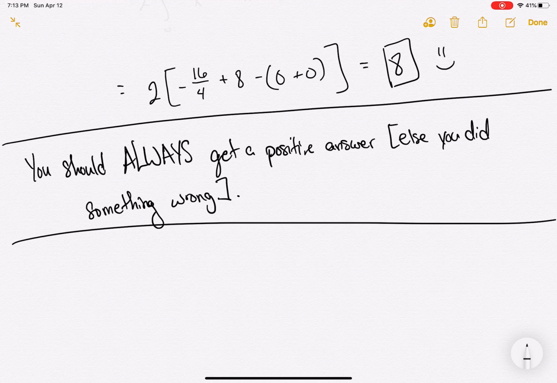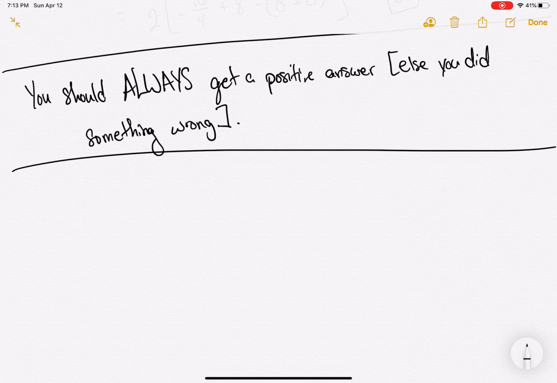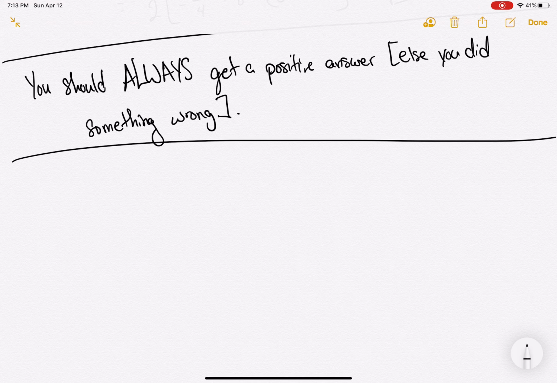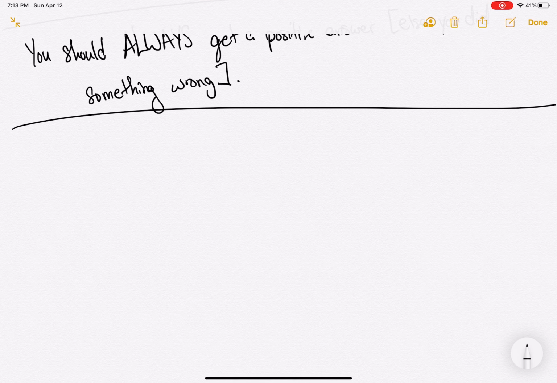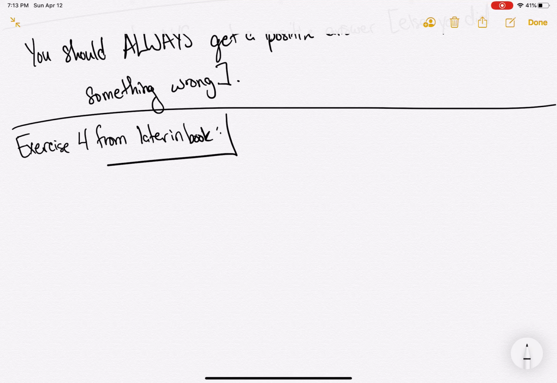Okay, so let's do one other problem from the book. This is exercise 4 from the exercises section later in the book. I guess it's called an example versus an exercise. So this is exercise 4. Let's find the area of the shaded region.